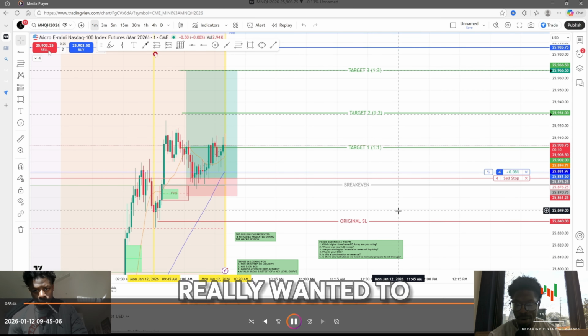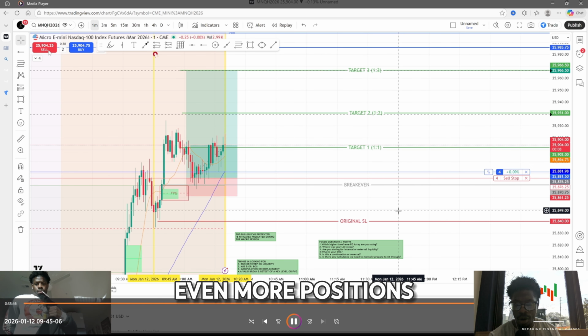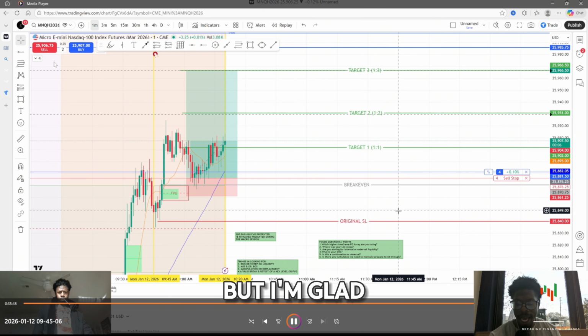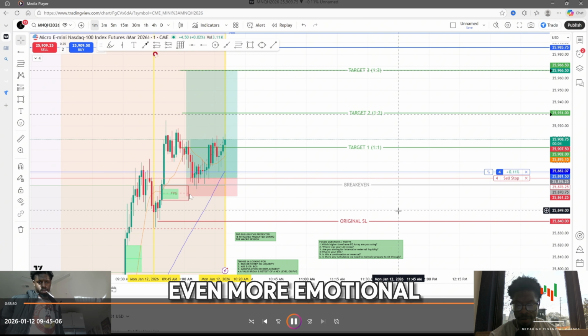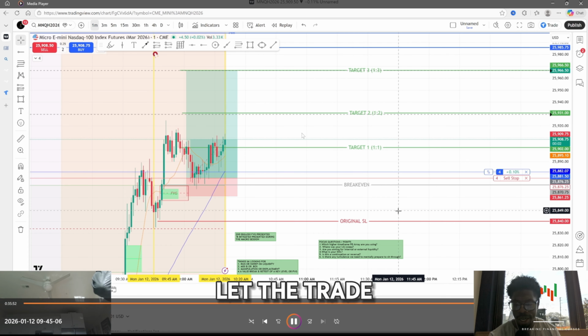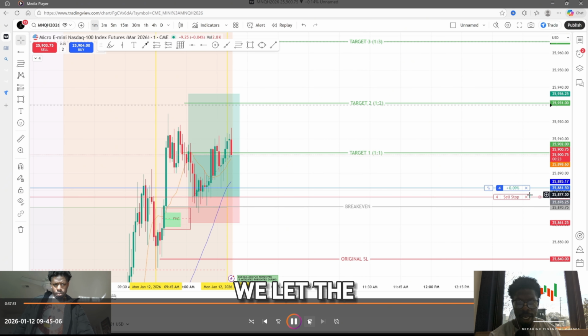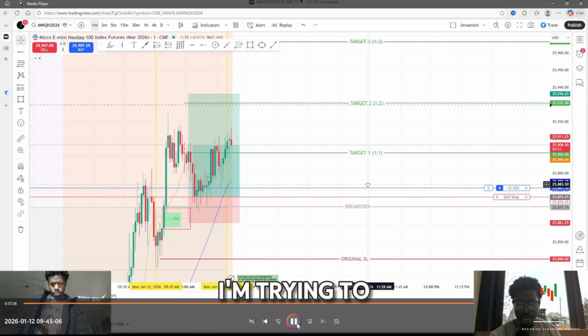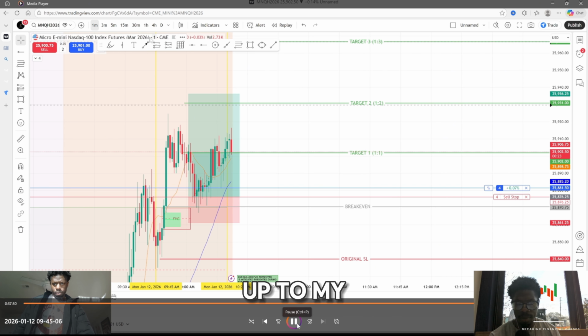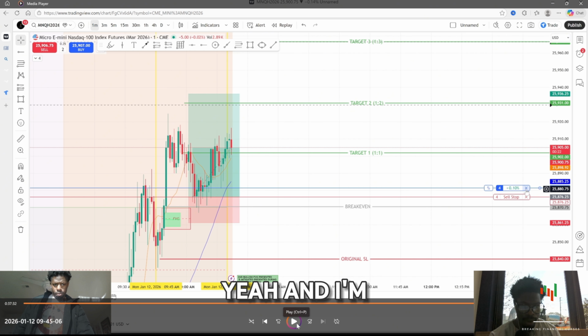See, I really wanted to scale out some even more positions right there, but I'm glad I didn't, because it would have made me even more emotional. So I just let the trade run and I walked outside, of course. So we let the trade run. I'm trying to leave it some opportunities to at least get up to my 1 and 2, right? But this is the key thing that I'm noticing right now, y'all, and I'm going to explain.